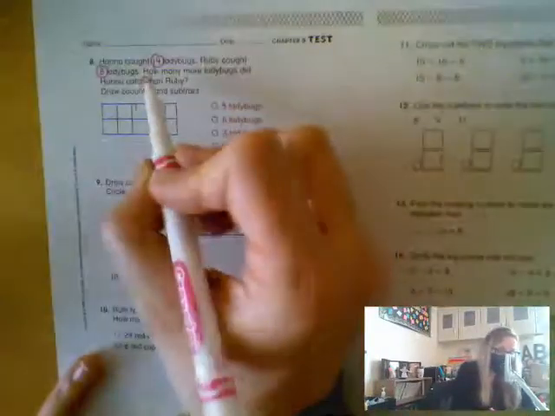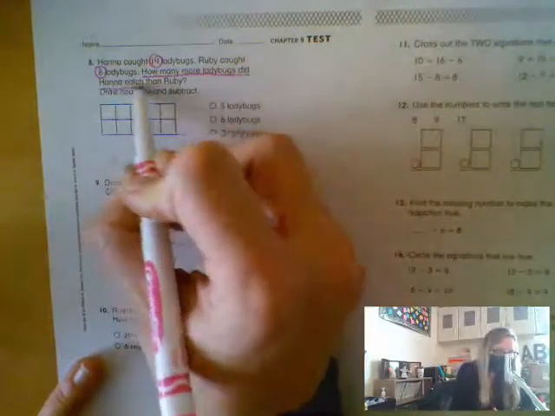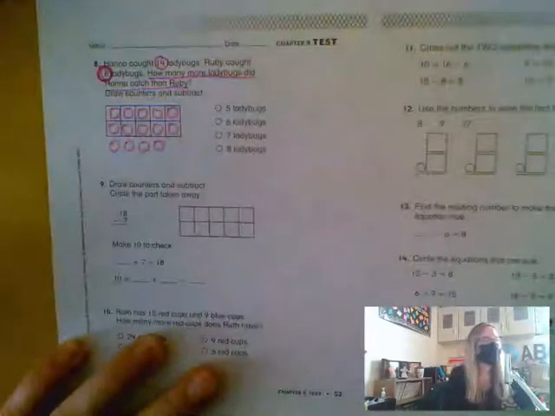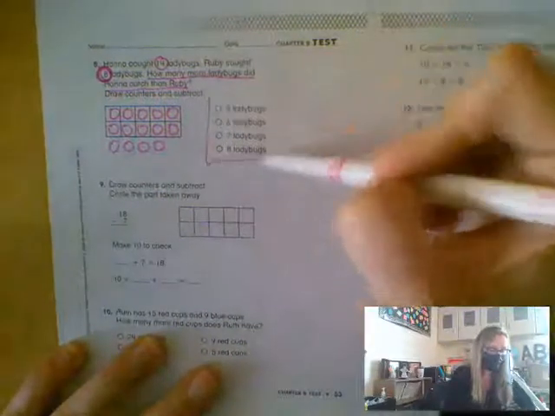I'm on the back side now, looking at number 8. It says Hannah caught 14 ladybugs. So circle 14. I feel like that's important. It said Ruby caught 8 ladybugs. Circle 8. How many more ladybugs did Hannah catch than Ruby? So we're going to draw and then cross out to subtract. So we know there's 14 altogether. So you can fill in 14 counters. 1, 2, 3, 4, 5, 6, 7, 8, 9, 10, 11, 12, 13, 14. Then you're going to take away the 8 that Ruby caught, and that will show you the difference. And then fill in the bubble next to the difference.